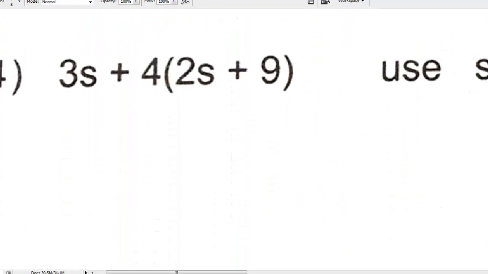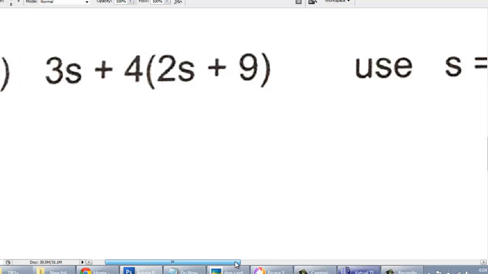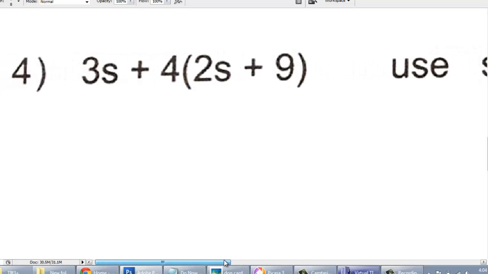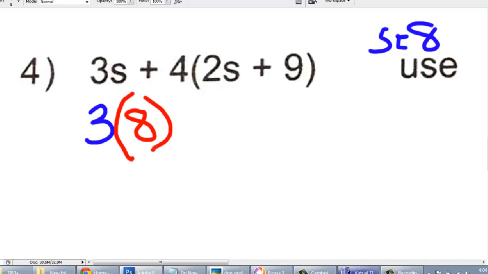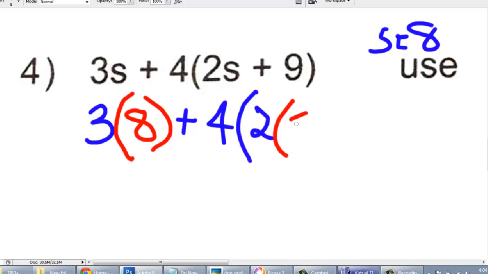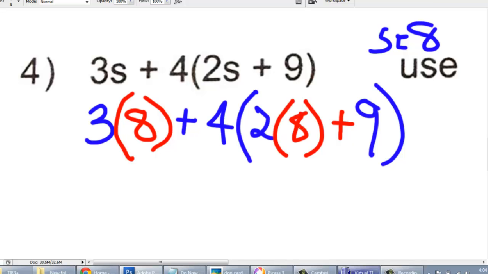Let's do another one. So here the variable again, of course, is s, and s in this case is going to be 8. So I'm going to rewrite this equation. So it's 3, and I know that s equals 8. I'll rewrite that right here so we can see it. I know it's not coming out great, but that's okay. So if s is 8, I'm going to rewrite it like so: 4 times 2, and again I'm going to put in 8 plus 9.